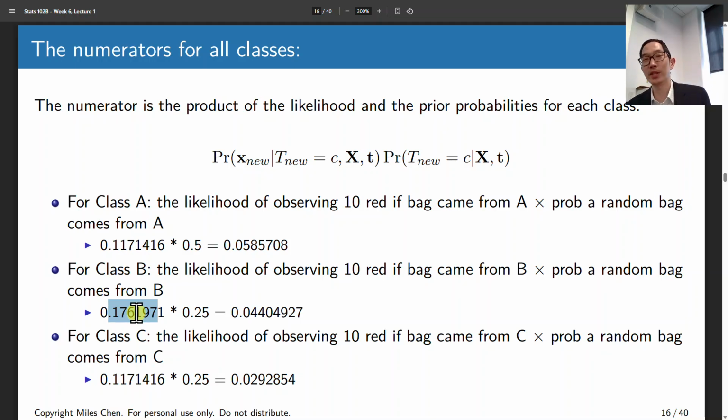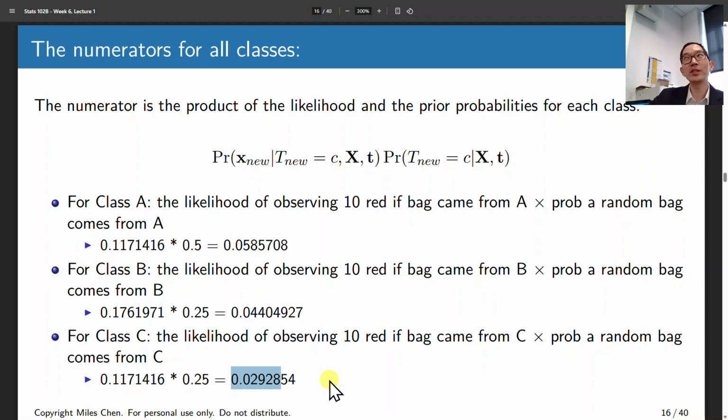This is the probability of getting 10 red marbles, or 50% red marbles, if it comes from a factory that fills with 50% red marbles. But we're going to multiply that by the prior probability of 0.25. And then we do the same thing for factory C, and we get 0.117 times the prior probability of 0.25. And so these are the resulting numbers: 0.0585, 0.044, and 0.0292. And that's almost our answer.